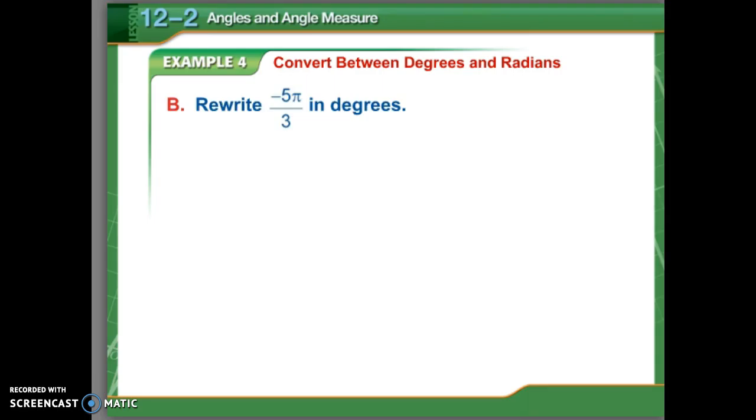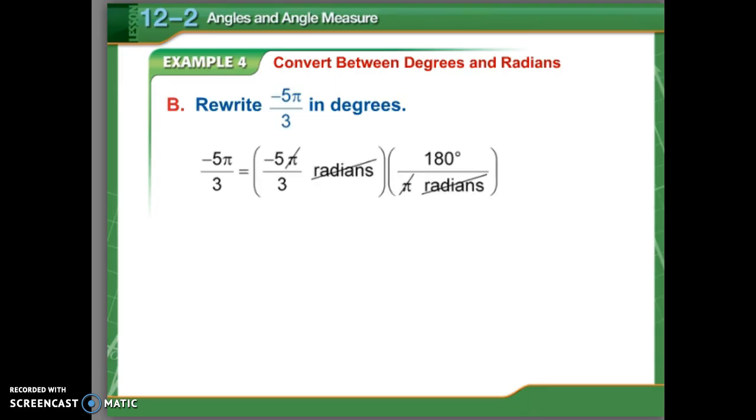Okay, part B, we're going to write negative 5 pi over 3 in degrees. So remember, when we're going from radians back to degrees, we do 180 divided by pi. That will force the pi's to cancel out. 5 times 180 is 900. 900 over 3 is 300, and it's negative because we have the negative sign here. So our answer of negative 5 pi over 3 is negative 300 degrees.